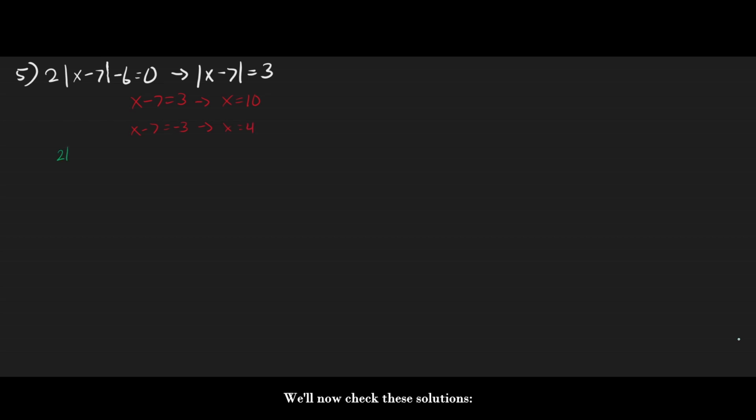2 times the absolute value of 10 minus 7, minus 6 equals 2 times the absolute value of 3, minus 6, which equals 6 minus 6 equals 0. And 2 times the absolute value of 4 minus 7, minus 6 equals 2 times the absolute value of negative 3, minus 6, which equals 6 minus 6, which equals 0.